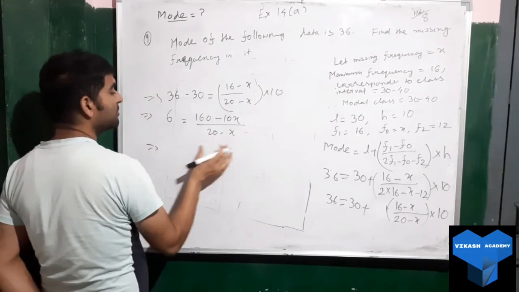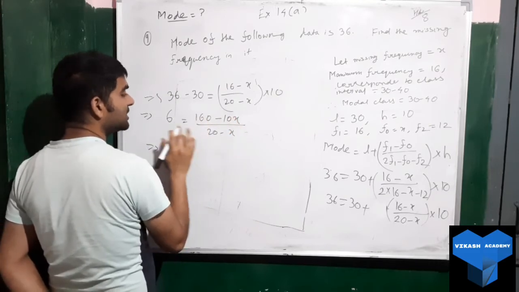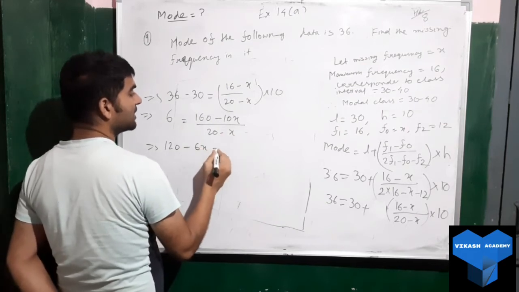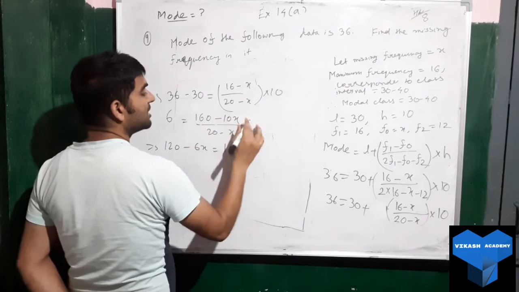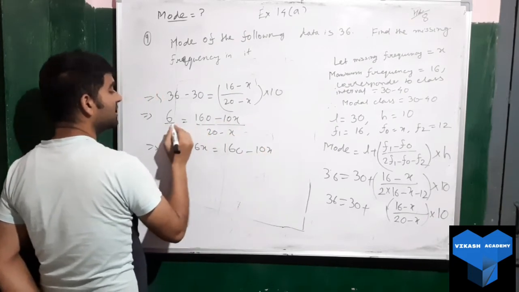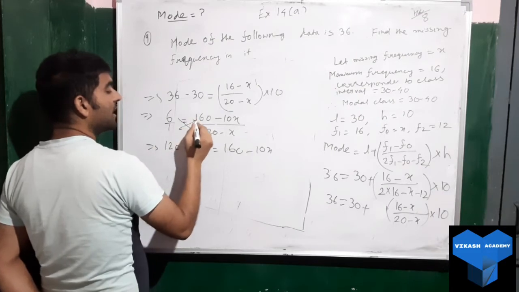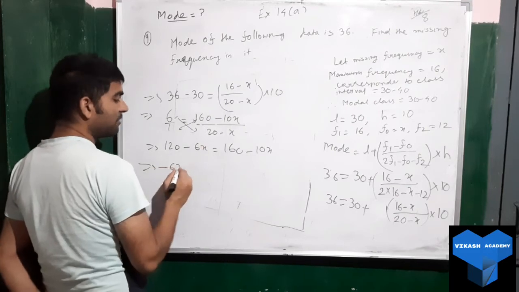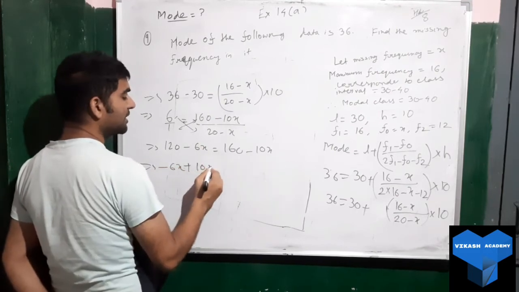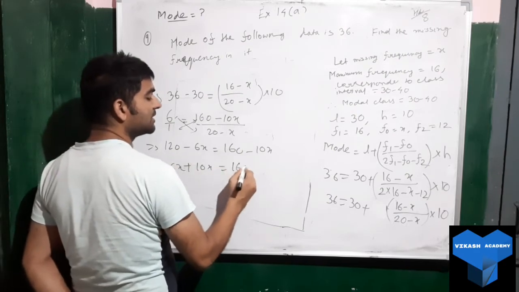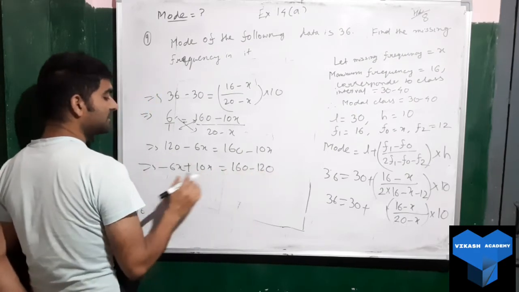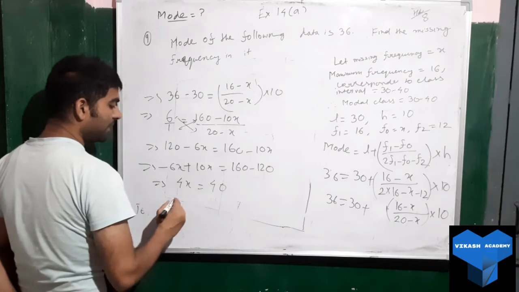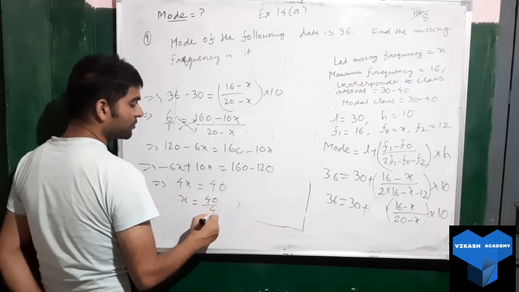Next, cross multiply. 6 into 20 will be 120, 6 into X will be 6X, then 160 minus 10X. We are just cross multiplying here. Next, bring X to one side, so we have minus 6X, and I bring 10X to this side, so it will be plus 10X. The 120 goes to the other side, so it will be 160 minus 120. Minus 6X plus 10X gives 4X, equal to 160 minus 120, which is 40. So X is 40 divided by 4, which is 10.